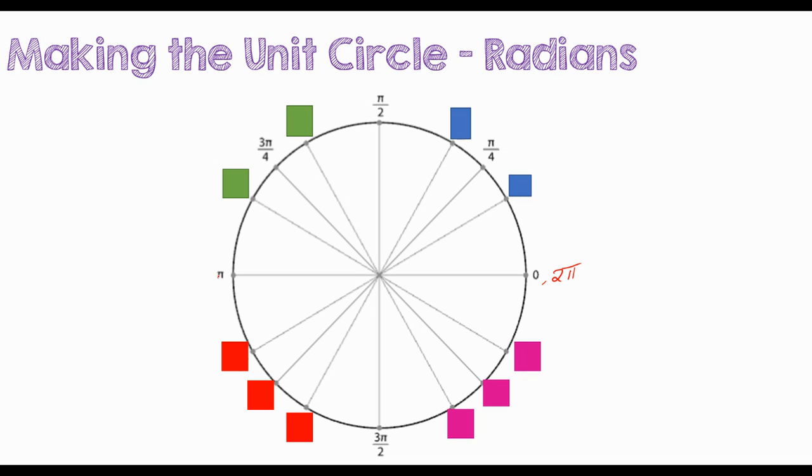4 pi over 4 is just pi. 5 pi over 4. 6 pi over 4 is 3 pi over 2. 7 pi over 4. And then 8 pi over 4, which would give us 2 pi.